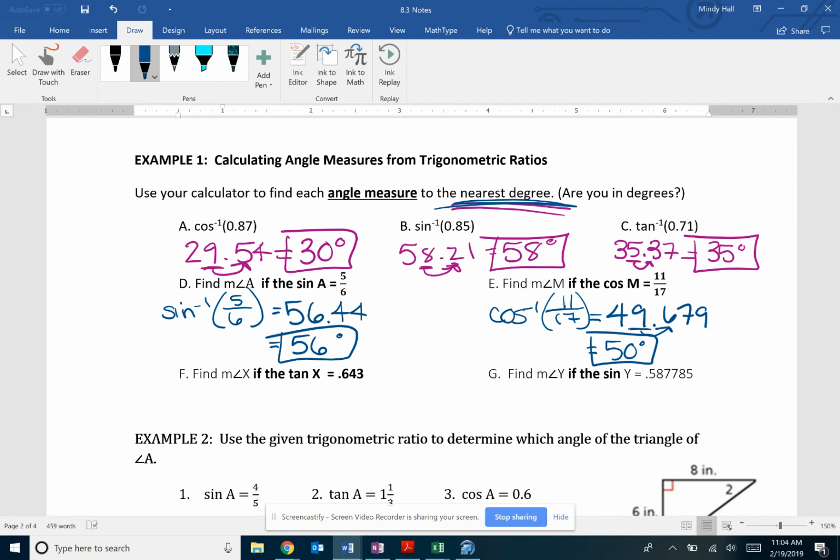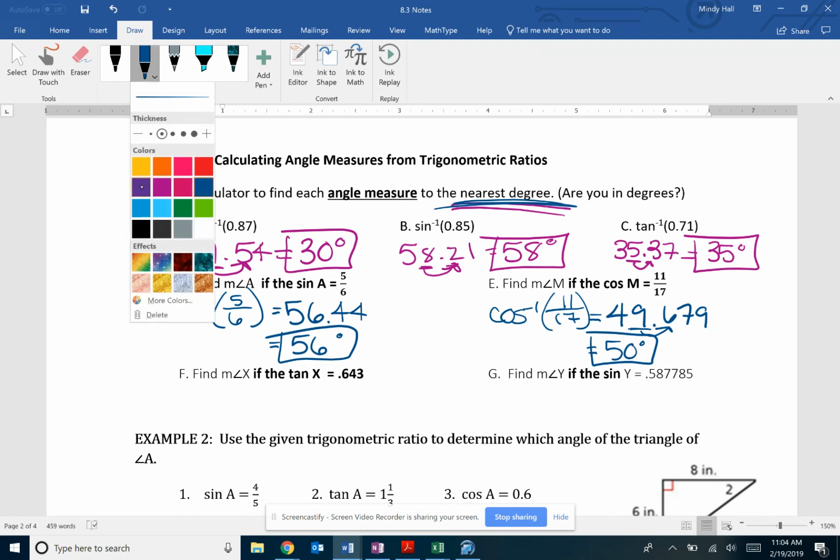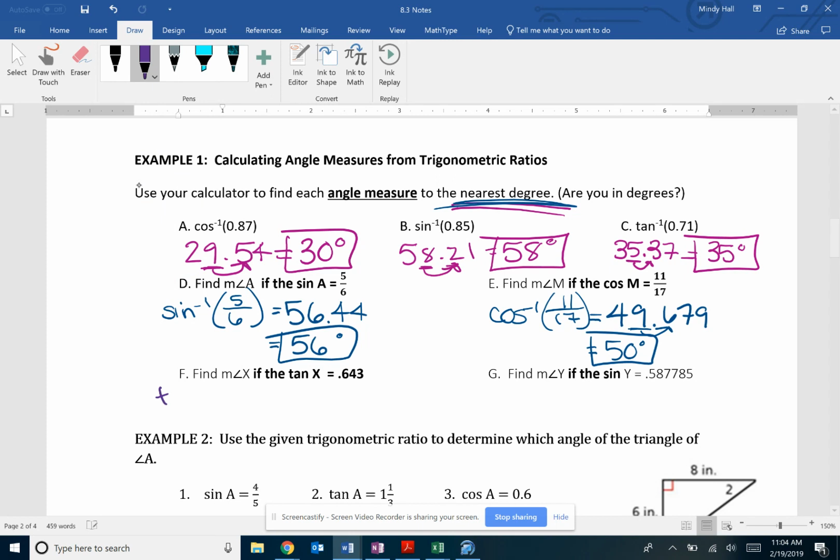If tangent of x is 0.643, I'm going to use my inverse tangent to help me. So inverse tangent of 0.643 equals, again, popping it into the calculator, 32.74, which to round, that 7 tells me to go up, so it's 33 degrees.